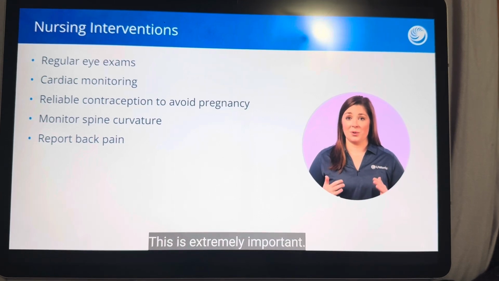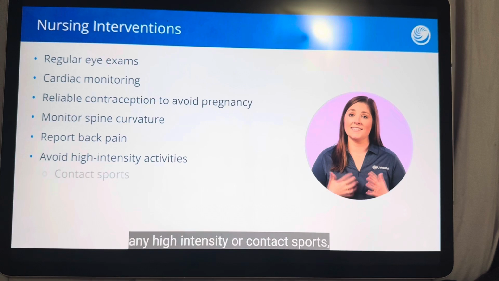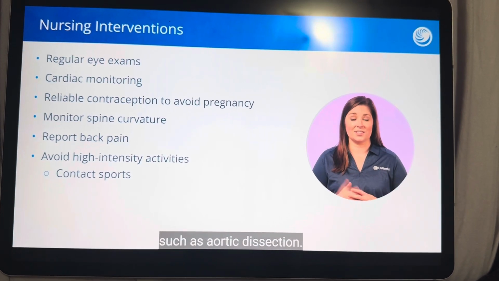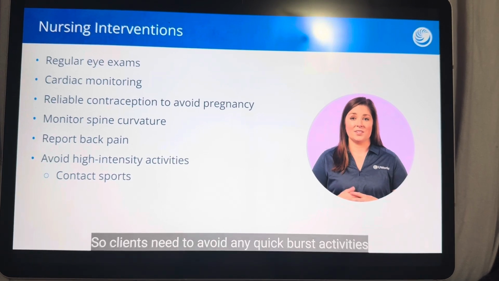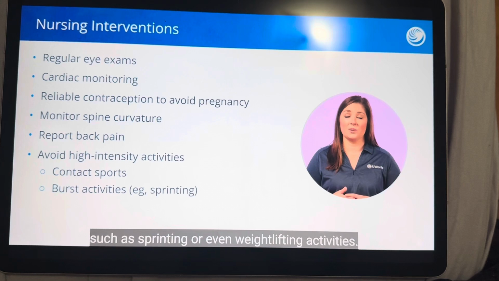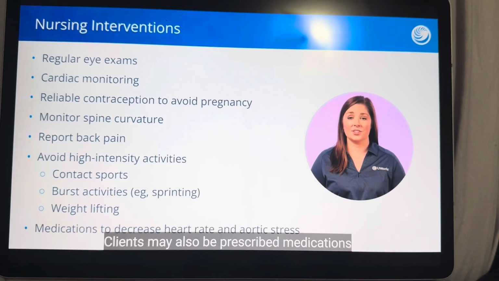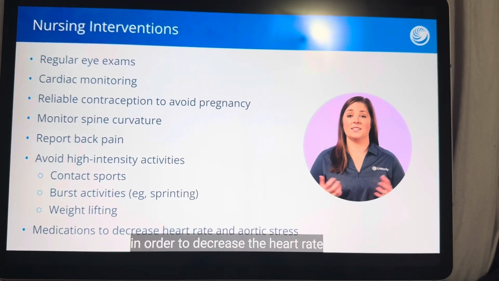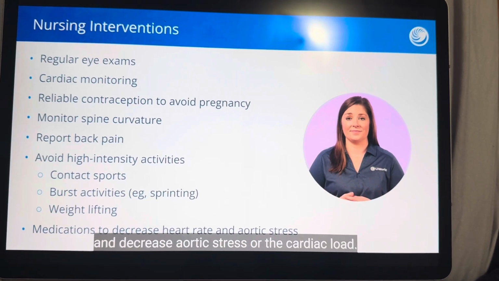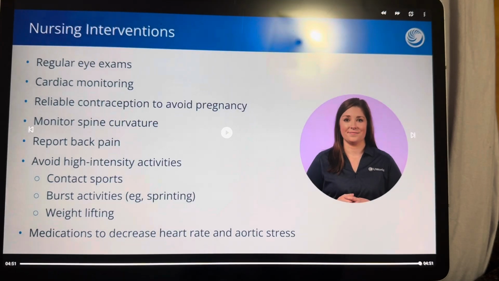This is extremely important. Clients with Marfan syndrome need to avoid any high intensity or contact sports, and this is to prevent those life-threatening complications such as aortic dissection. So clients need to avoid any quick burst activities such as sprinting or even weightlifting activities. Clients may also be prescribed medications by their healthcare provider in order to decrease the heart rate and decrease aortic stress or the cardiac load. An example of these medications are beta blockers.